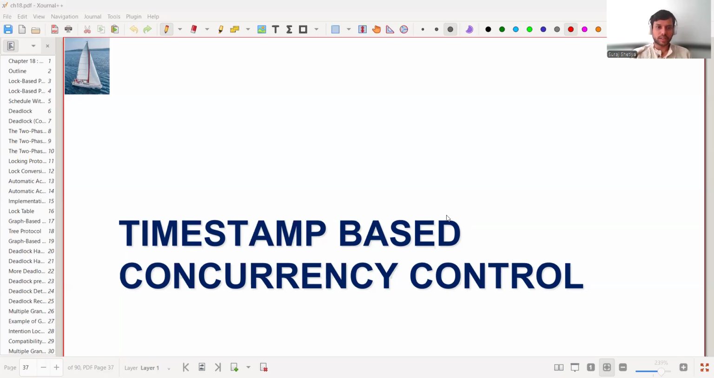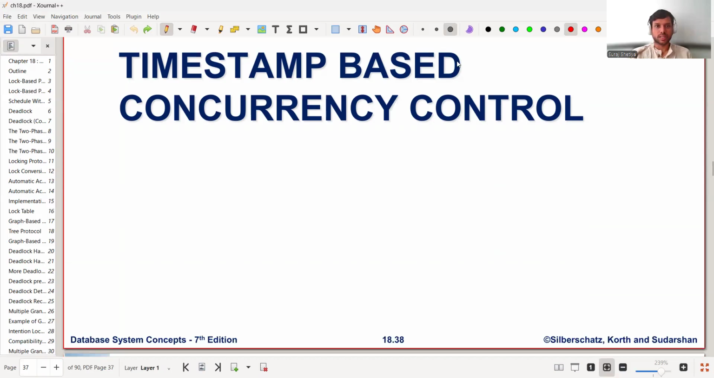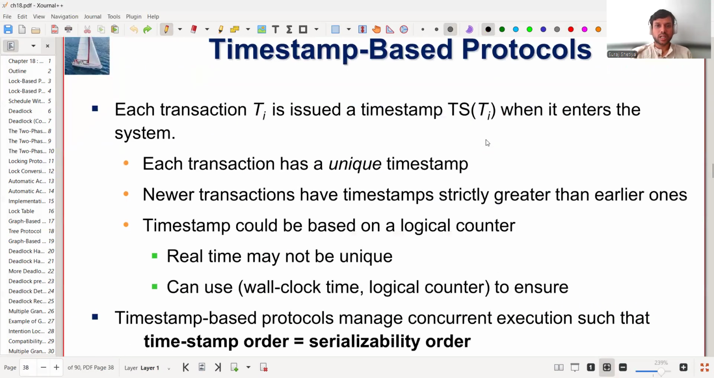We stopped in the middle of timestamp based concurrency control, and I'll revisit this part from the beginning. Right, that is from where we stopped. So just give me 1 minute and let me try to adjust my screen. Okay. So what is this timestamp based protocol?